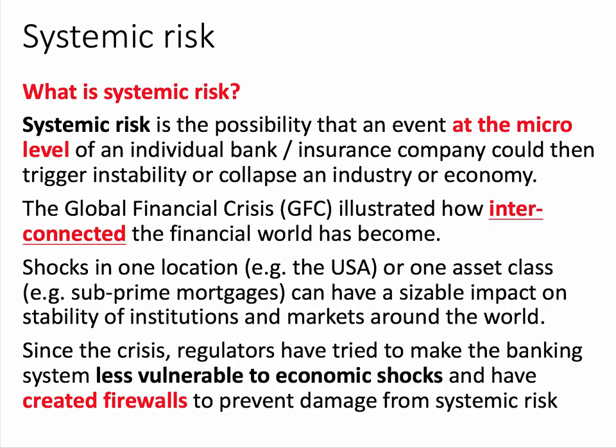Crucial to the whole story, and this is a concept I really wanted you to take away from this video, is the idea of systemic risk. Systemic risk, or system-wide risk, is the possibility that an event at the micro level, for example an individual bank going bust, could trigger instability or collapse on a much wider scale. We know that the subprime crisis in the United States was the catalyst for the global financial crisis. Since the crisis, regulators have tried to make commercial banks and other financial organisations less exposed to shocks. In a sense, they're trying to create a firewall to prevent the risk of major damage from systemic risk.